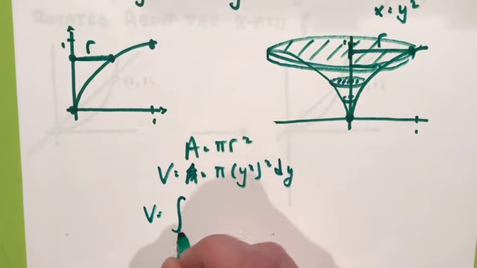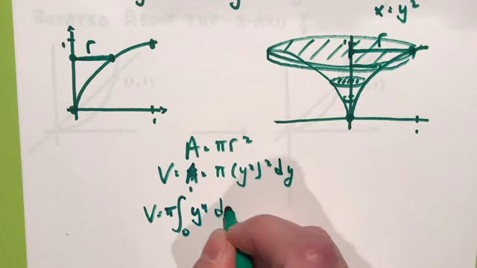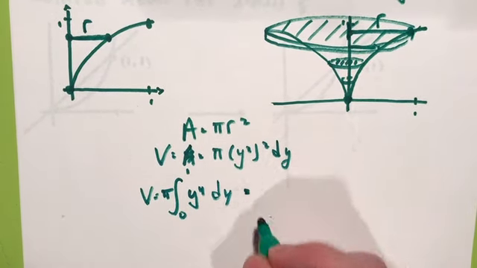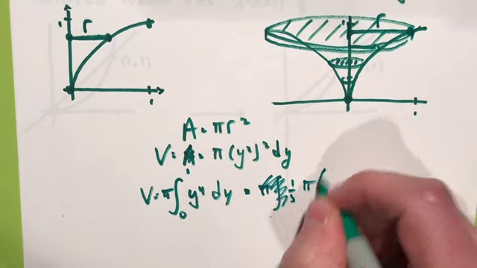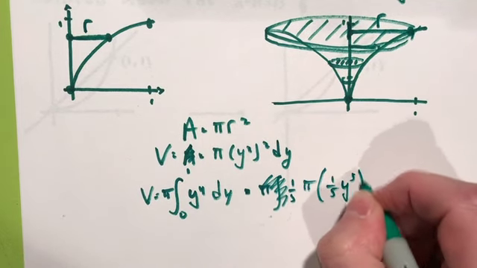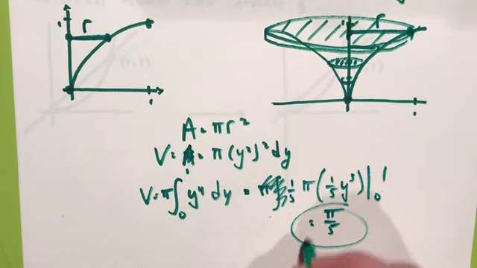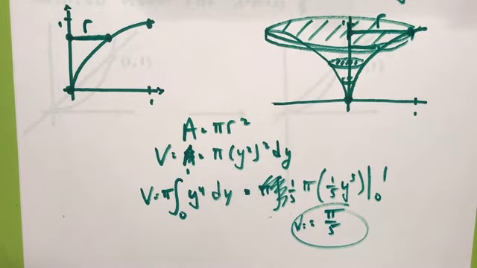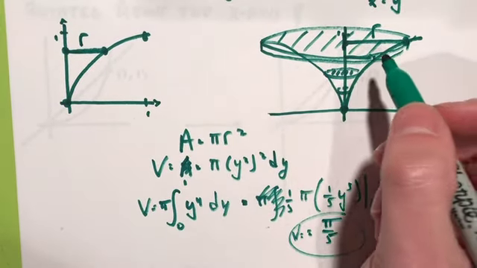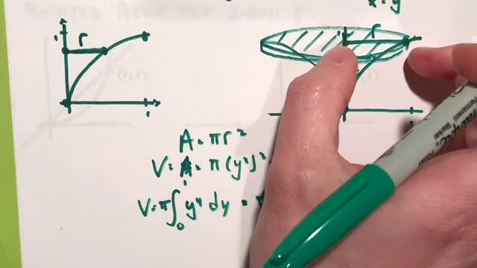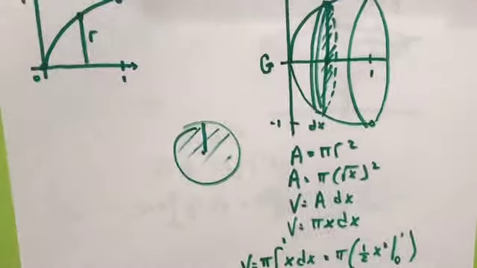So we have the integral 0 to 1. I'm going to factor out the pi. Y squared squared, so y to the fourth dy. So we have pi times 1/5 y to the fifth, evaluated from 0 to 1, we have pi over 5 is our volume. The idea is, think about this geometrically. How can we draw a circle through there? What's our radius? And so what's the distance from some point on the curve back to the axis of rotation, be it horizontal or be it vertical?